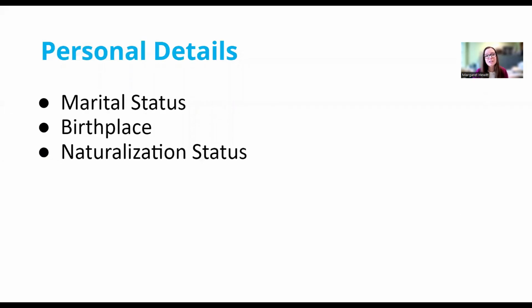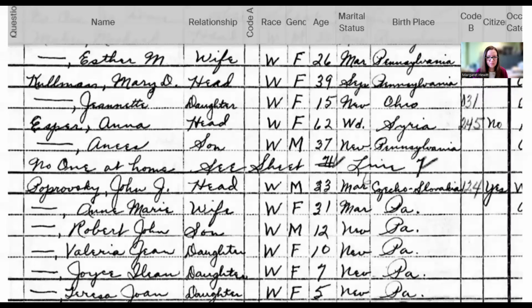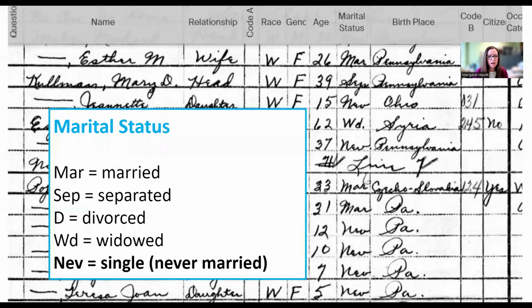More personal details include marital status, birthplace, and naturalization status. So here we can see a column of marital status codes, and unlike previous census years where there was usually just a single letter, these are more abbreviations. Some examples of the codes that you're going to find are MAR for married, SEP for separated, D for divorced, WD for widowed, or the one that's going to be most different from past census years, NEV, meaning never married, for anyone who is single.